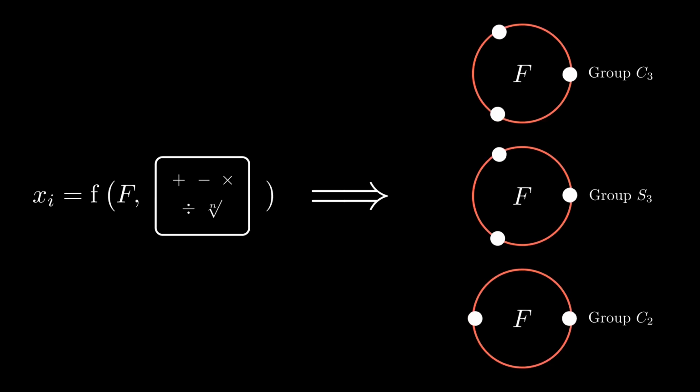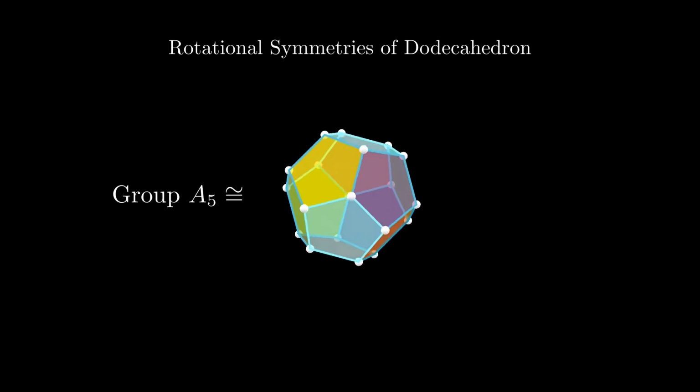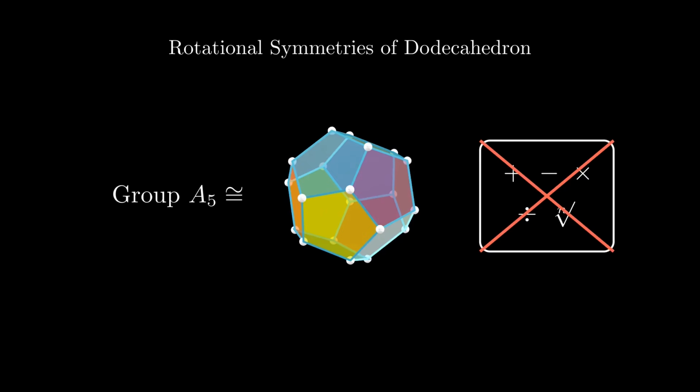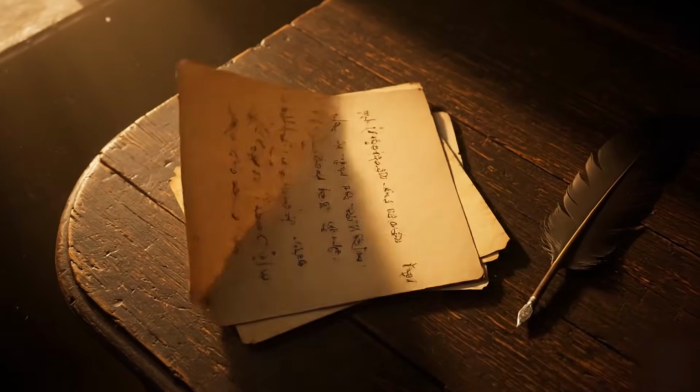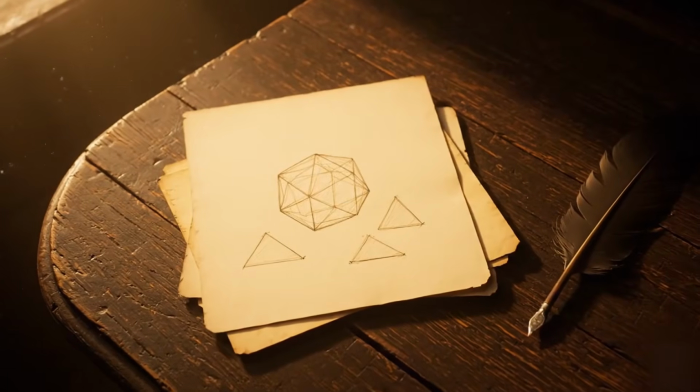But if the symmetries aren't cyclic, if they're more complex, then no combination of these operations can express all the roots. In other words, the equation isn't solvable by radicals. This insight reframed the problem completely, from solving equations to understanding the deep structure behind them.